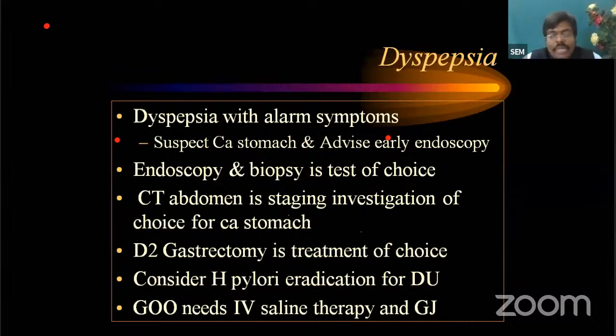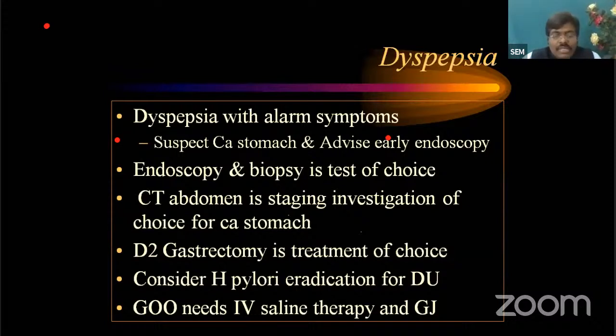So to take home here, dyspepsia is a common problem. We dealt with only two, the tip of the iceberg, of course CA stomach and acid peptic disease. But always remember to look for alarm symptoms like significant weight loss and family history, and advise early endoscopy. The second important thing is whenever a patient has dyspepsia, the investigation of choice is of course endoscopy and biopsy. CT abdomen is very important for staging in CA stomach. For any cancer for that matter, CT is more important than ultrasound nowadays.